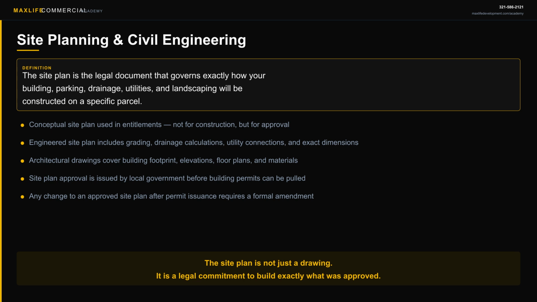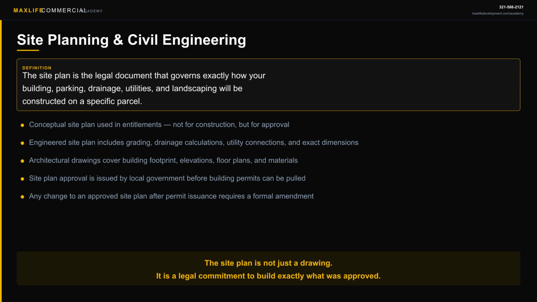Once your entitlements are in place, you move into the design phase. And the centerpiece of that phase is the site plan. A lot of developers think of the site plan as just a drawing, but it is actually a legal document. When a local government approves your site plan, they are approving a specific layout, your building footprint in a specific location, your parking count, your access points, your drainage system. If you deviate from that approved plan during construction, you need a formal amendment, which takes time and costs money.